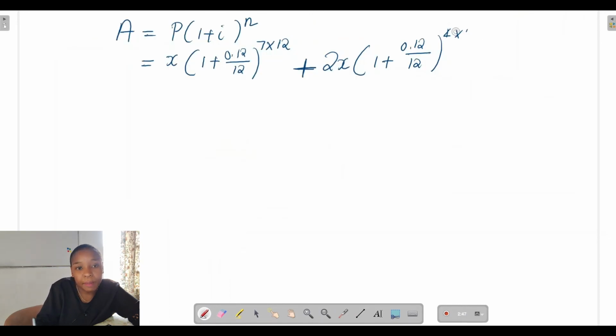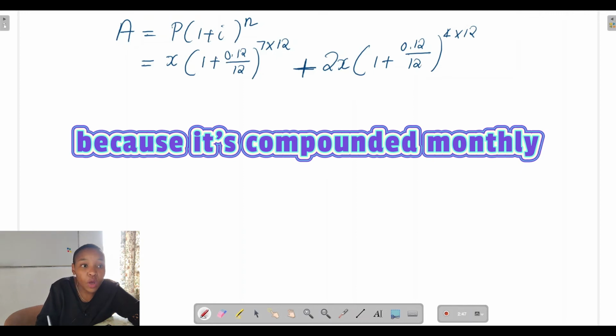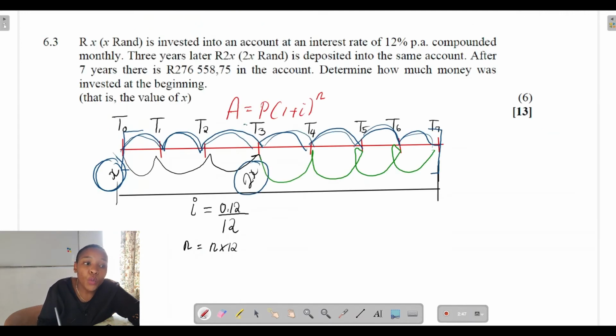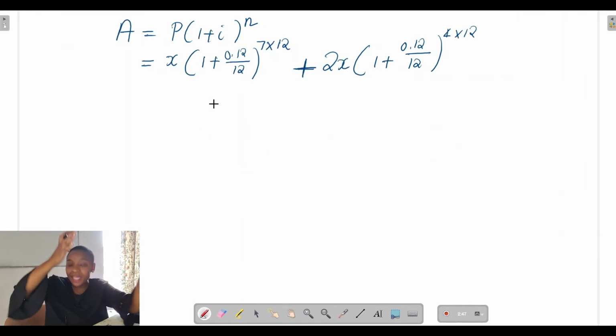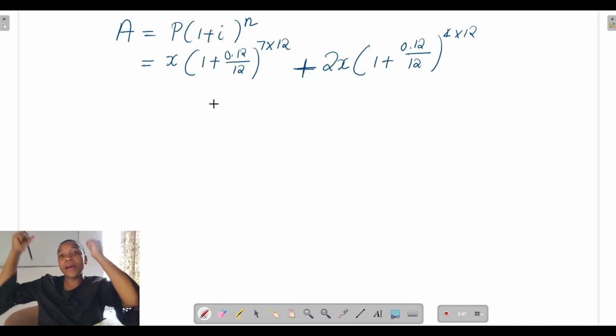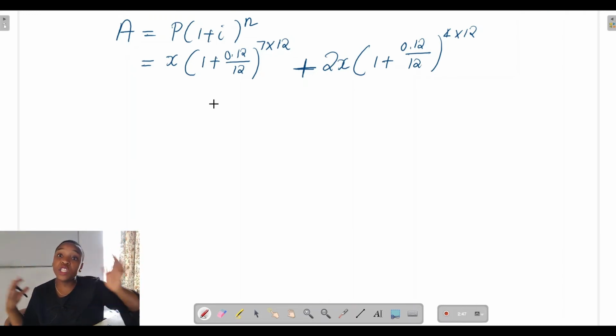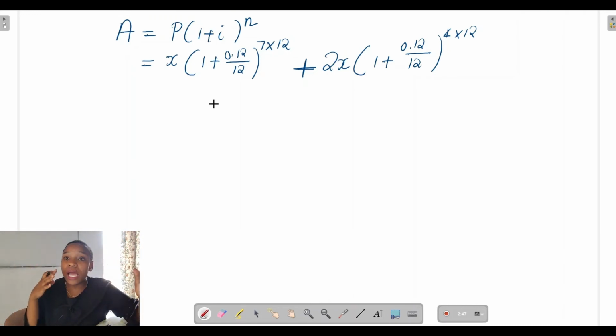4 multiplied by 12, right? Okay, so please don't get lost. We are basically using the compound interest formula twice in this case, because we've got money that comes in, right? And we basically need to take note of the different periods that these deposits stay in the account. So that is why we've used the compound interest formula twice.